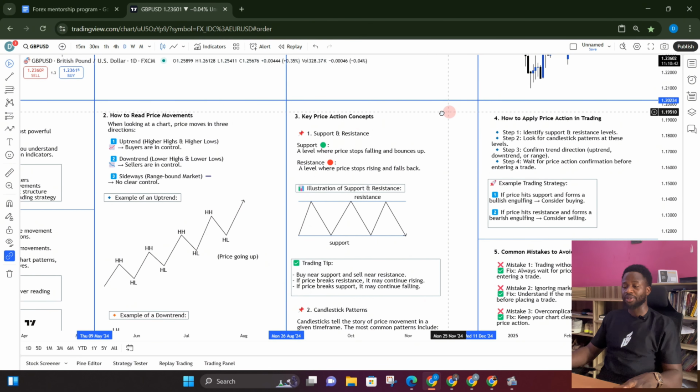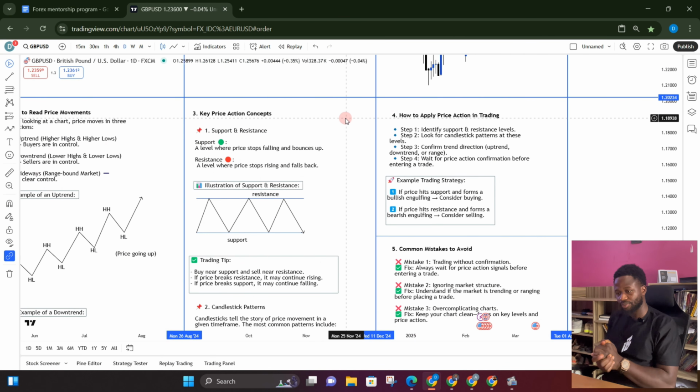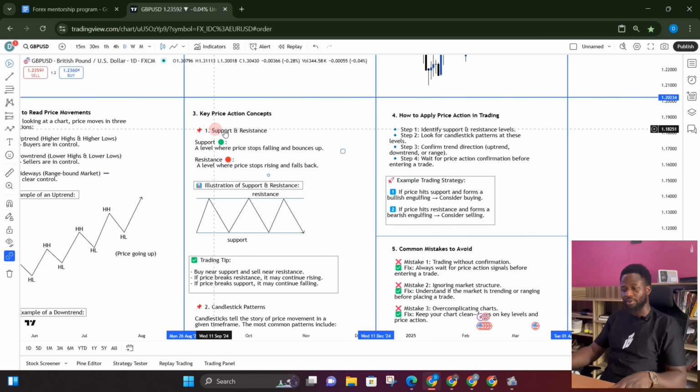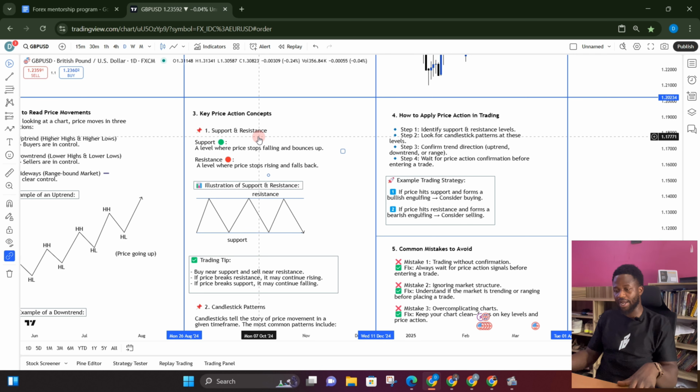Because all of this story does not matter. We want to make money from it. That's why we are knowing them. So let's move on. So key price action concepts. We talked about this. We had a whole lesson on this, right?